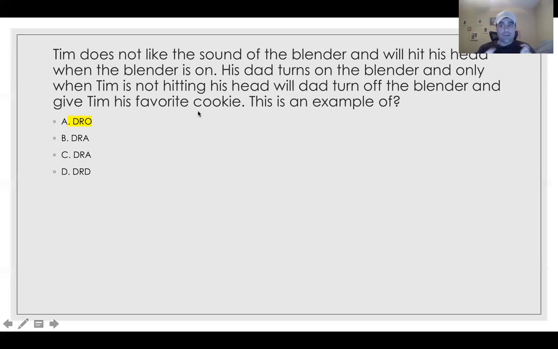Remember those little giveaways. There's always enough information to answer the question. Don't get bogged down in the details of Tim not liking the sound of the blender. There's a dead giveaway here, and it's when Tim is not hitting his head, he's being reinforced. This is textbook DRO.